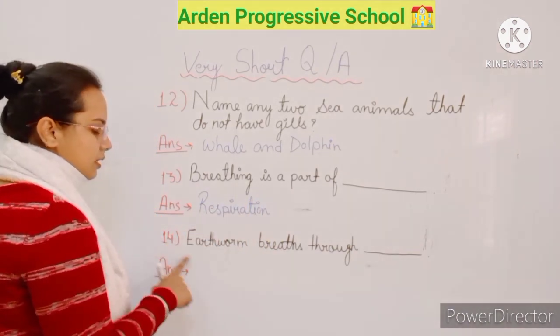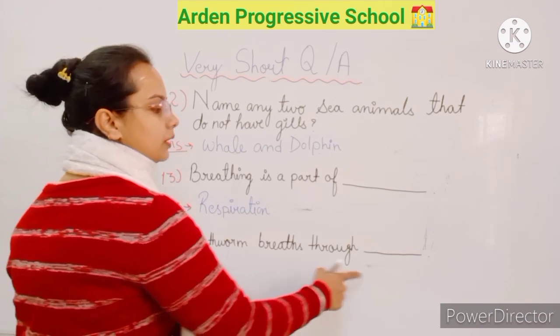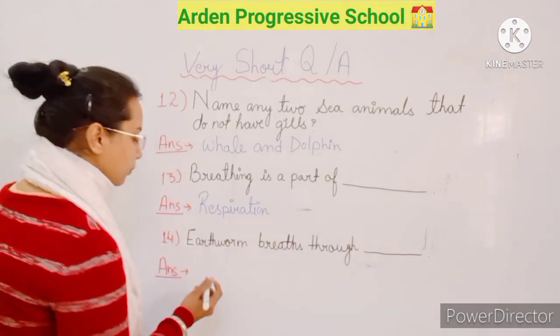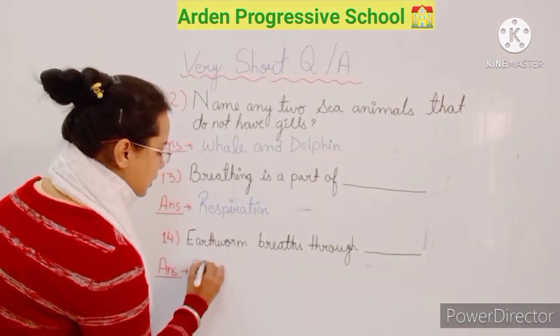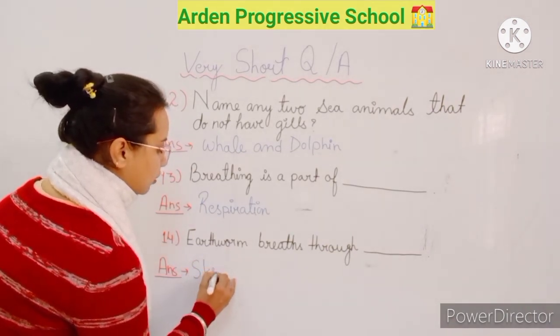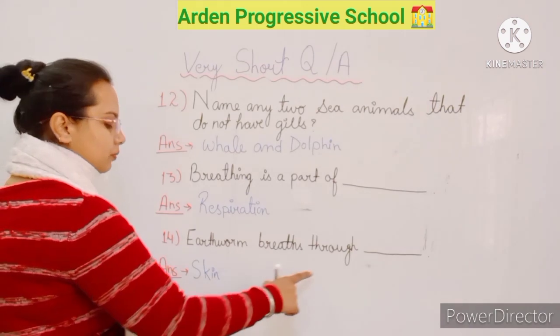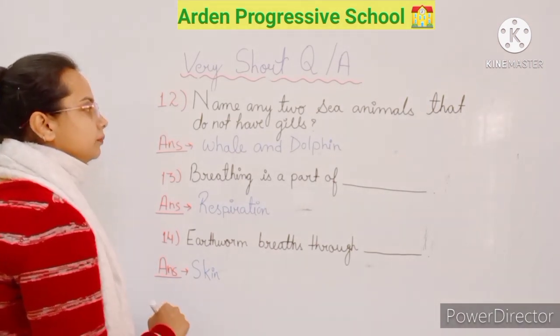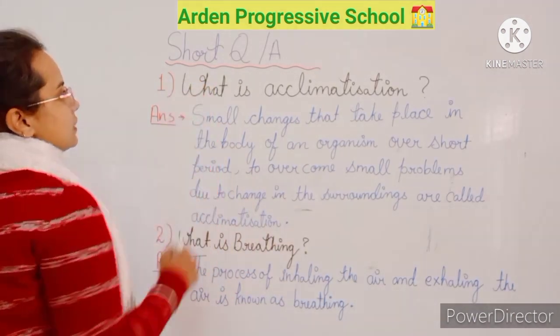Question number 14: earthworm breathes through dash. So the earthworm breathes through their skin. Okay, earthworm breathes through their skin. Now, next are the short answer questions.